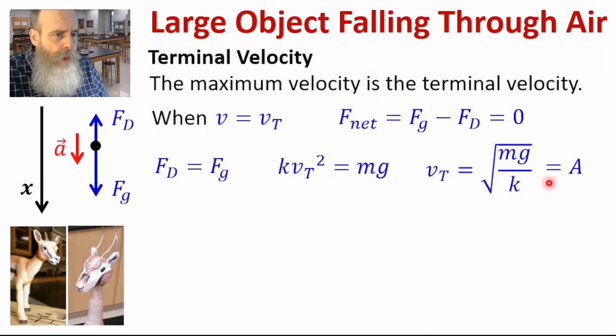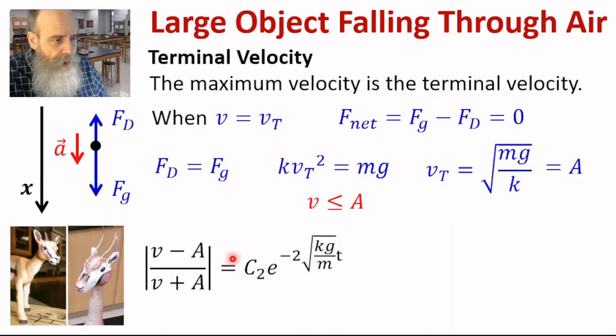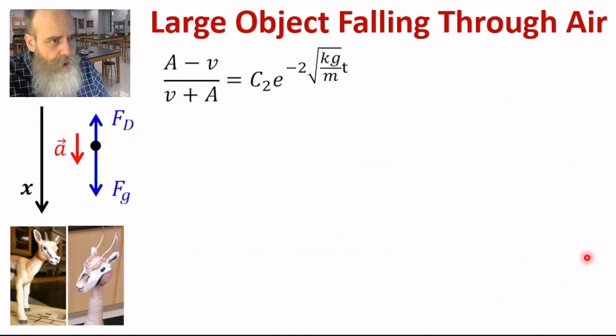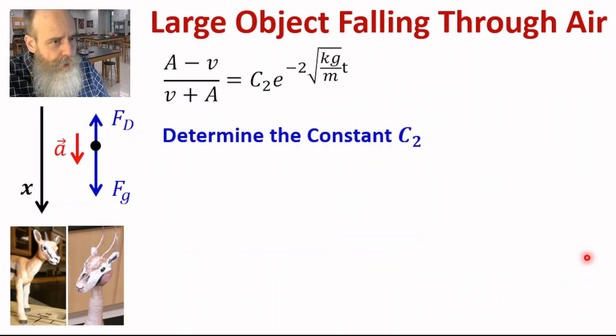So the velocity is always less than or equal to vt. So velocity is always less than or equal to a. So therefore, when we do this absolute value, v minus a is going to be negative or 0. So when we take the absolute value, we need to reverse it. It becomes a minus v, because a minus v is positive. So we get a minus v over v plus a equals c2 times the exponential function. Here's what we have. Now we need to determine the constant c2.